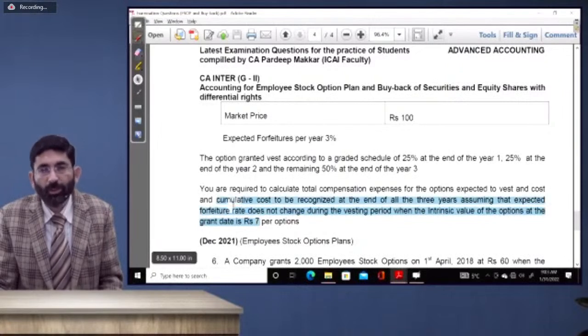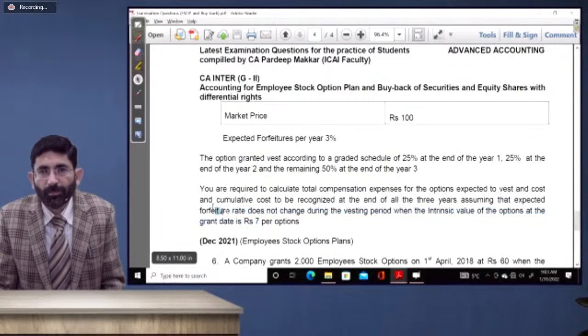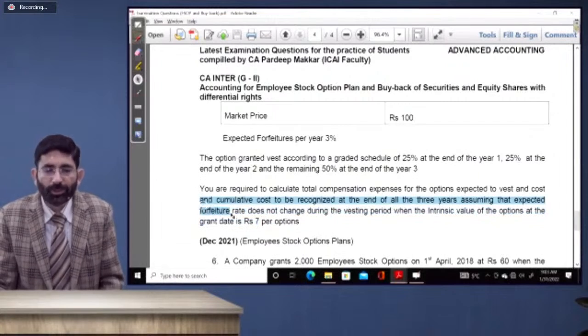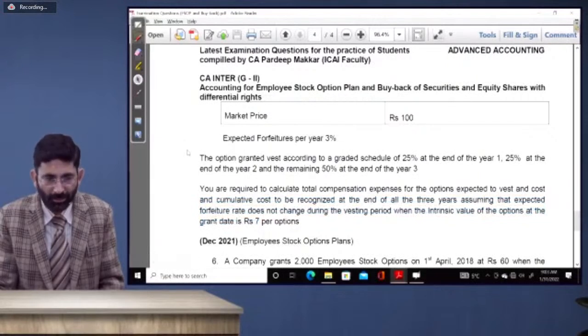So you may note it down. Intrinsic value will be used instead of fair value if fair value is not given. If fair value is not given, intrinsic value will be used. You may write like this also.